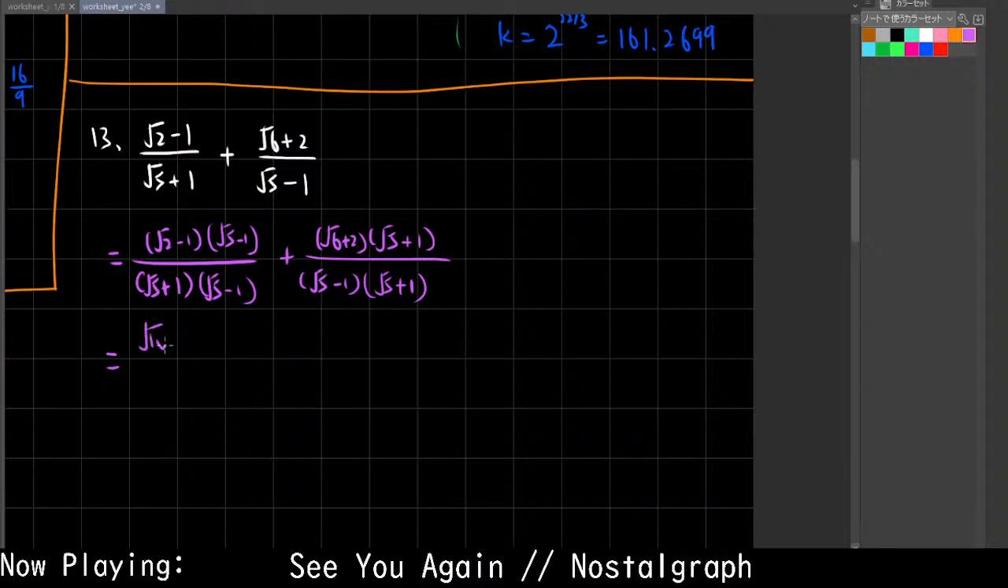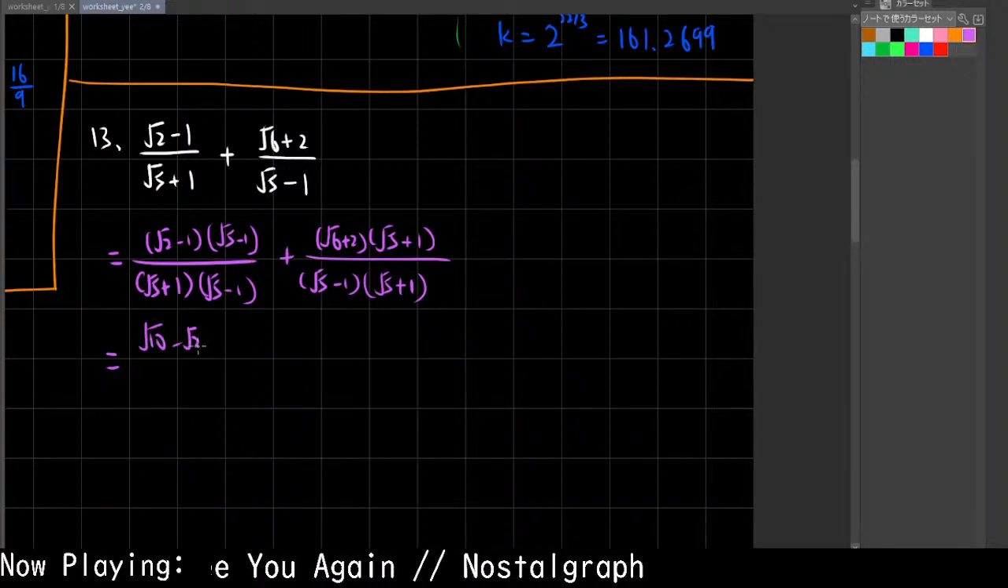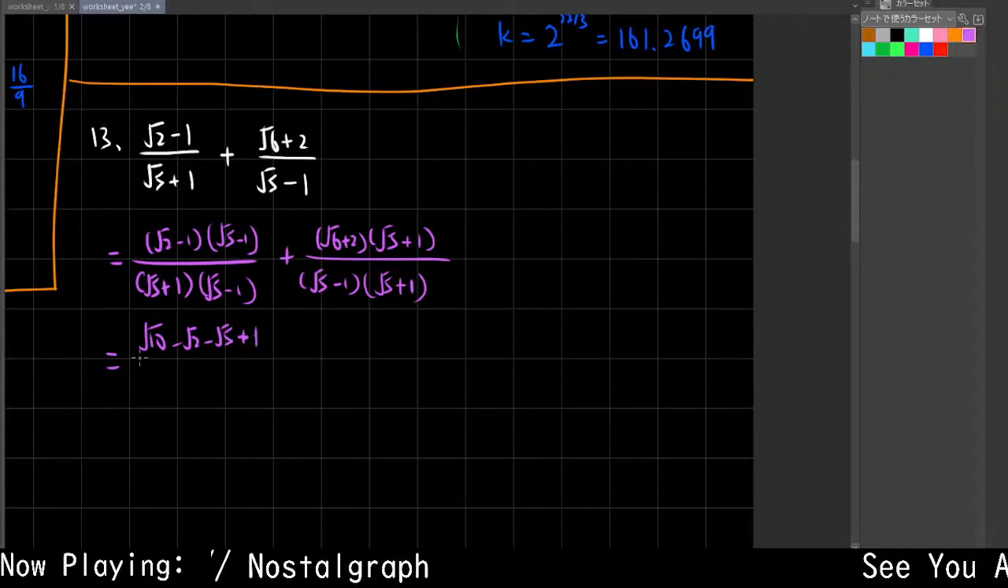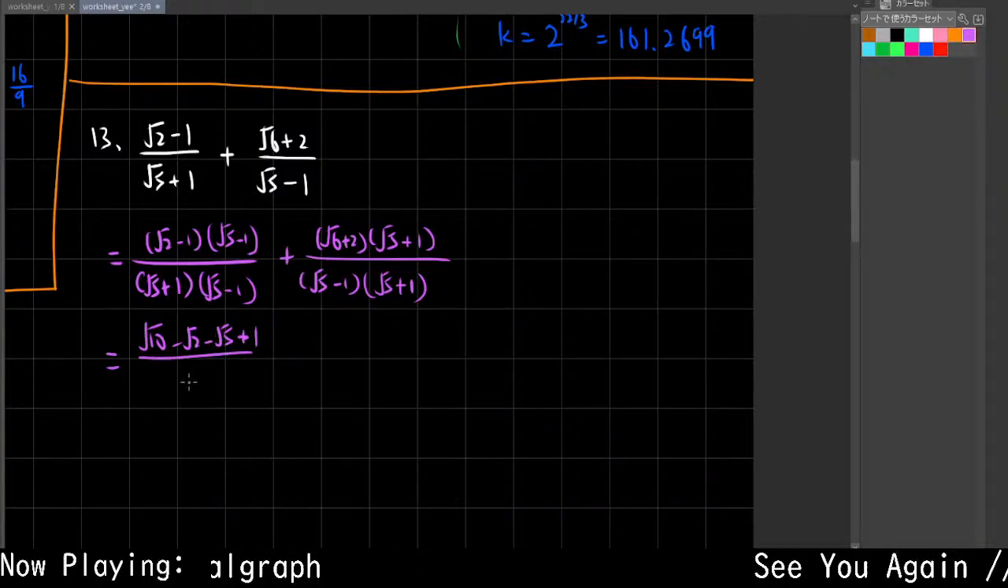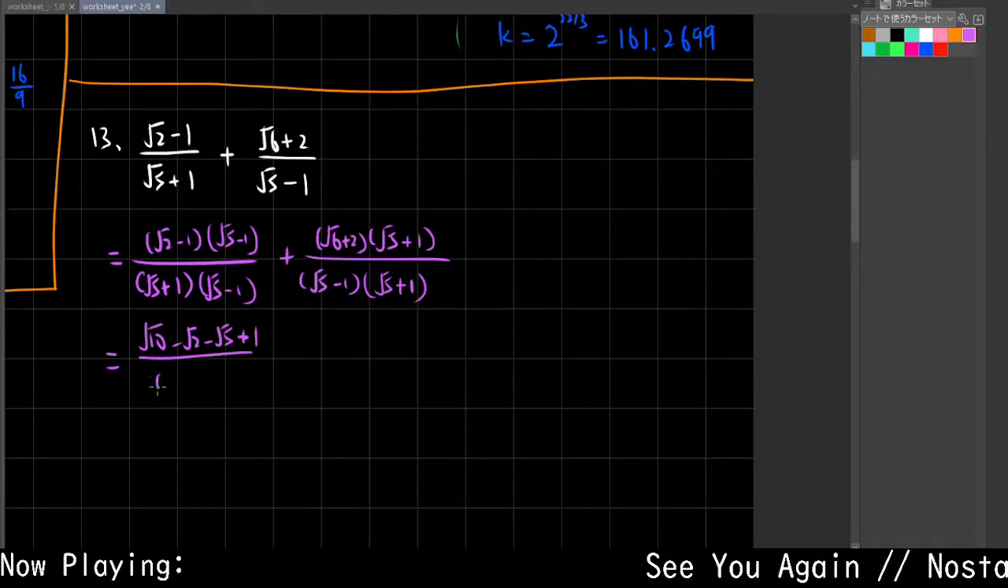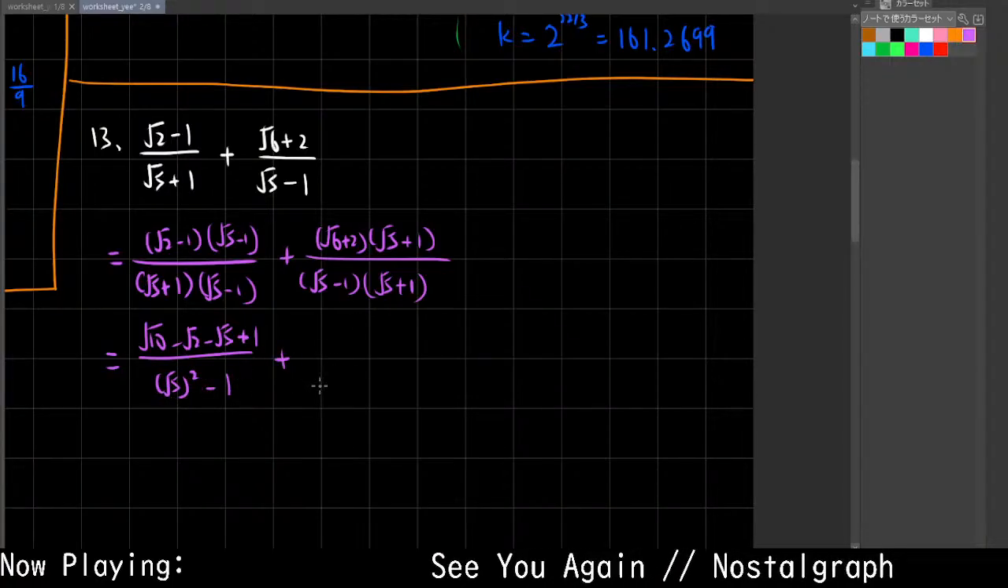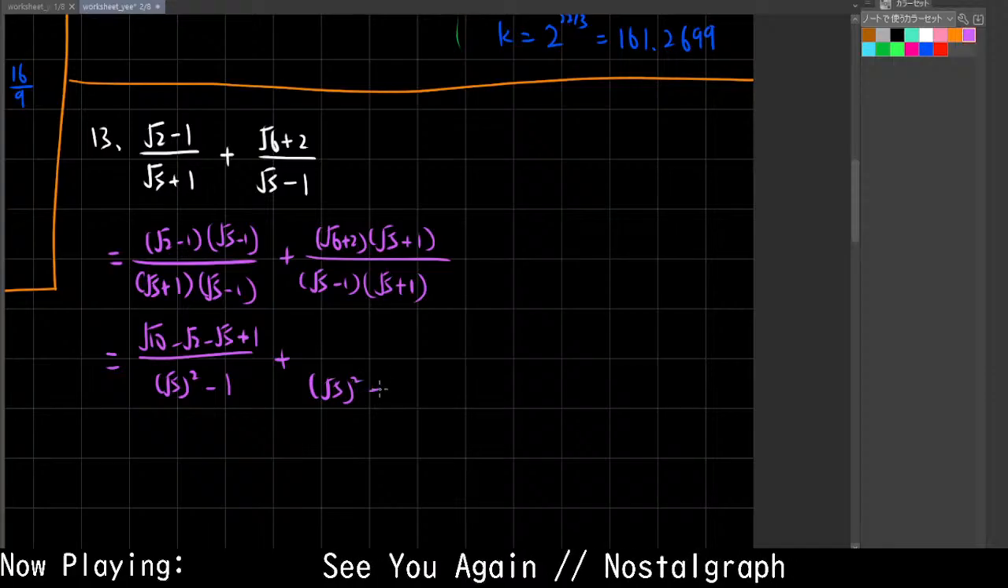2 times 5, 2 times 1, 5 times 1, 1 times 1. This will be square root 5 squared minus 1 squared equals 1. And then goes to over here, square root 5 squared minus 1.